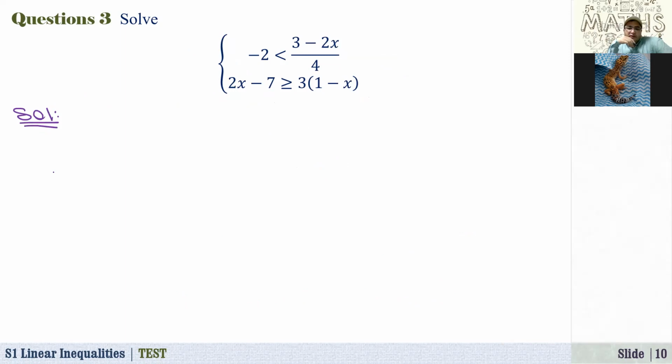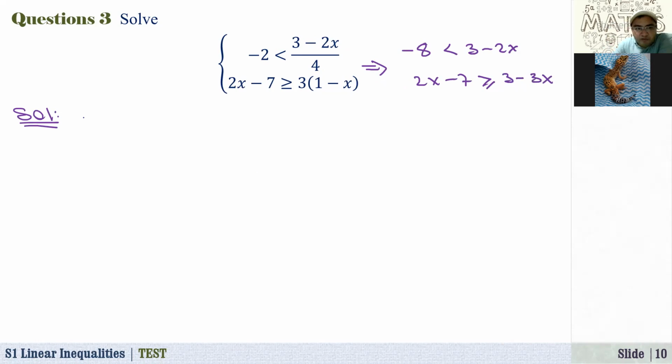To solve the system of inequalities, we should just solve one by one, right? And after that, we will write the common solution of these inequalities. The first one, let me write the first steps here. Multiply both sides by 4. So here we have -8 less than 3 minus 2x. And how about the second one? 2x minus 7 greater than or equal to, expand the right-hand side, that is 3 minus 3x.